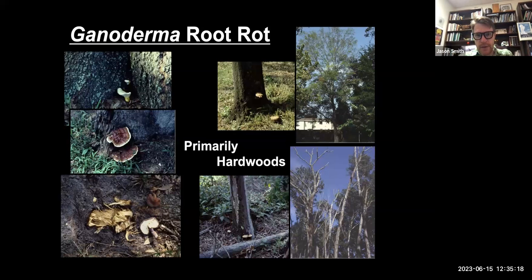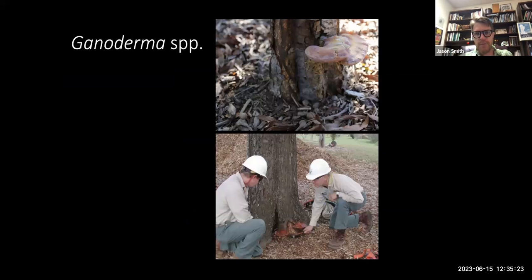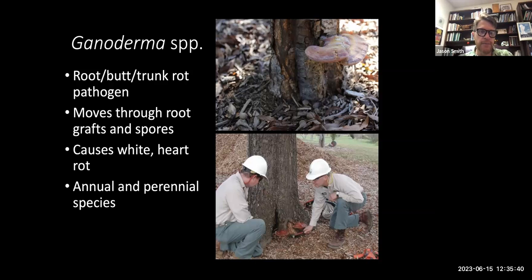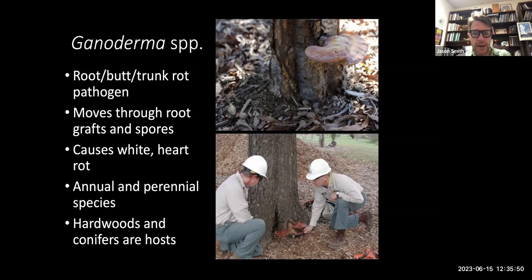All the species that I'm talking about right now are the ones that occur on hardwood species in Florida. They're primarily root, butt, and trunk rots. They start on the roots, but they can work their way up. They move both through root grafts and through spores, and they cause a white heart rot, and they can be either annual or perennial in terms of the fruiting bodies. Okay. Conifers can be hosts in some cases, but most of the time we see them as hardwood issues in Florida.